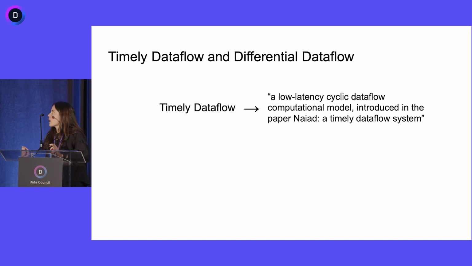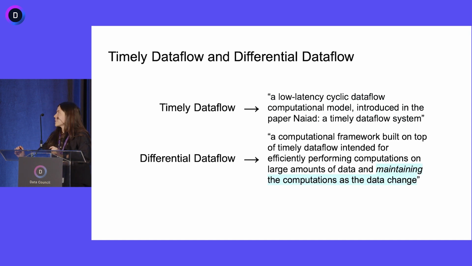So timely dataflow is a low-latency, cyclic dataflow computational model introduced in the paper Naiad, a timely dataflow system. And differential dataflow is a computational framework built on top of timely dataflow, intended for efficiently performing computations on large amounts of data and maintaining that computation as the data change.